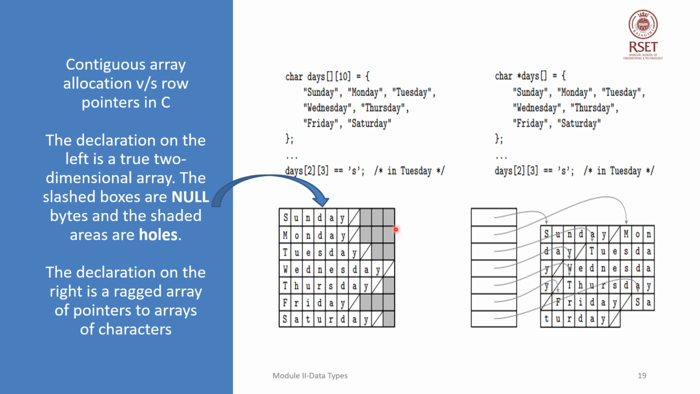On the right side you can see the same declaration in a different manner, where there are pointers to each and every row. This is how it is said that a row can begin anywhere in the memory location. You just need to keep a row pointer to show that this is the beginning or the starting address of each string in the matrix or in the two-dimensional array. The advantage is that the holes can be avoided.